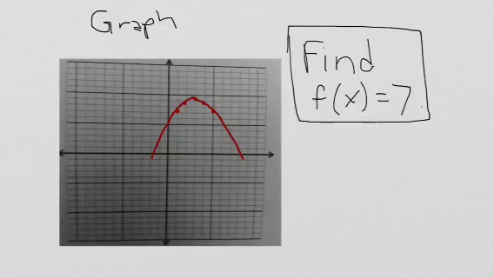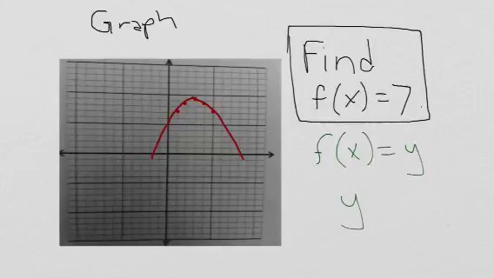So here we have a graph. This is a parabola that is facing down. It opens down, vertex at the top. We've got a line of symmetry through the middle. What we want to do is find f of x equals 7. Now remember that f of x is the same as y. So this situation is saying find the y of 7. What x will we get?